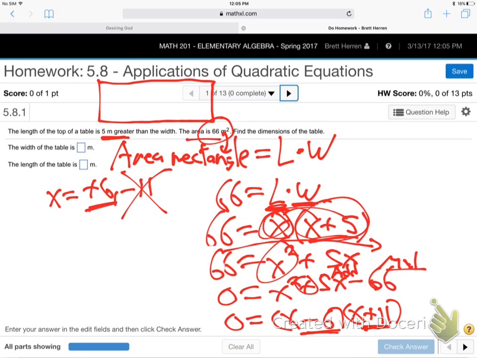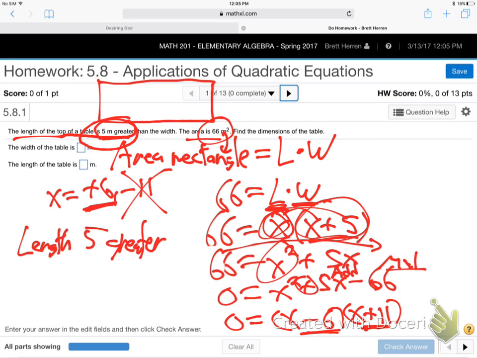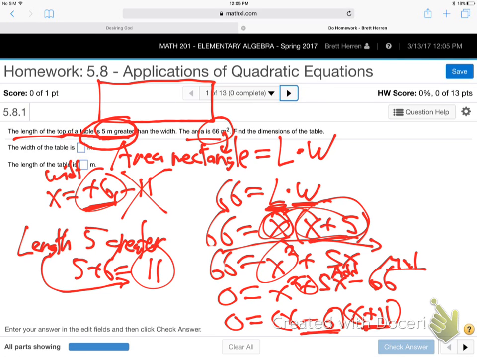It's exactly what you were saying. One of the answers is 6. How then do you find the other answer? You go back to the real life words. What does it say? 5 greater. The length of the tabletop is 5 greater. 5 greater than what? Than 6. 5 added to 6. So positive 11 is the length. Then what does the 6 got to be? If the length is 11, it's got to be the width, doesn't it? It's the only other choice. Yes, sir. There are the 2 real life positive answers.